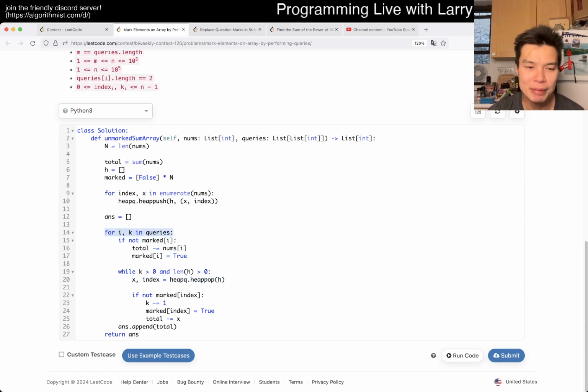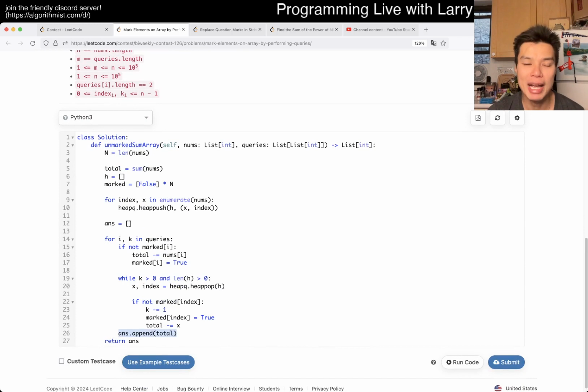But yeah, for each query, if it's not marked, then we mark it, but we also subtract it from the total. So we only do the total once, right? And then we do the k query where you get the k smallest. So we keep on doing this, and we only subtract 1 from k if it's not marked. So then we mark it, subtract from total, and we loop while k is greater than 0 and we have stuff that's unmarked. If everything's marked, then you're done anyway. And then you just append the total, and that's pretty much it.